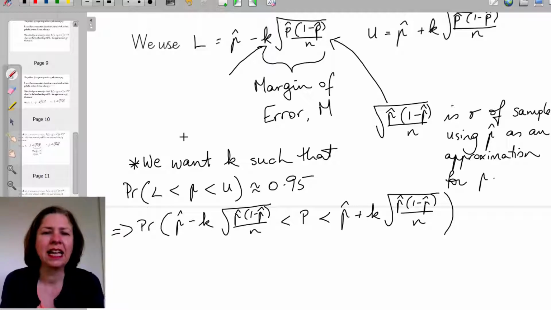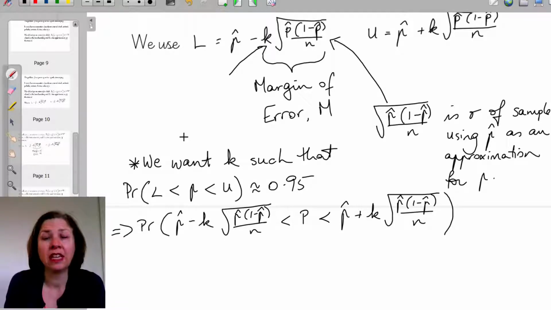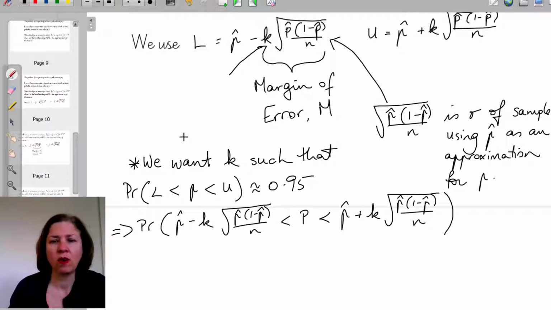So we want K such that we get approximately a 95% chance that my actual p-value falls within these boundaries. That's our goal. We want to work out what my margin of error is such that I can be confident to within 95% that the boundaries I'm giving you actually contain the real value of p. Now, I'll give you a little bit of background of how we get to that. So this leads us to this formula here.